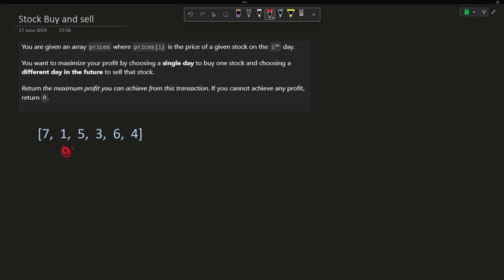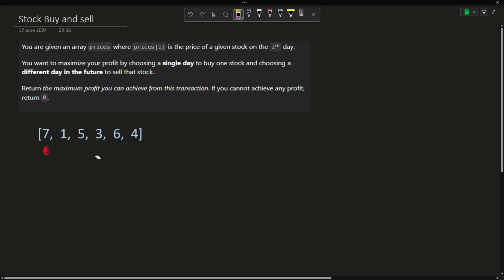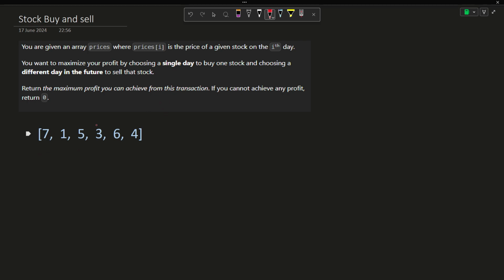If you're buying on, suppose, the first day, and selling on this day, you're having a loss, right? So we need to make a profit, and in such a way that it is the maximum profit. If you have all the prices already with you, like seven, and so on, you need to choose one day and another day such that you make the maximum profit. Going through this array, if you choose one and then choose six, this is making the maximum profit.